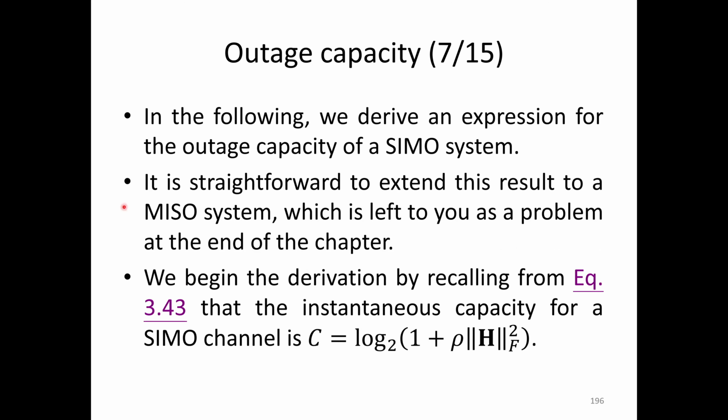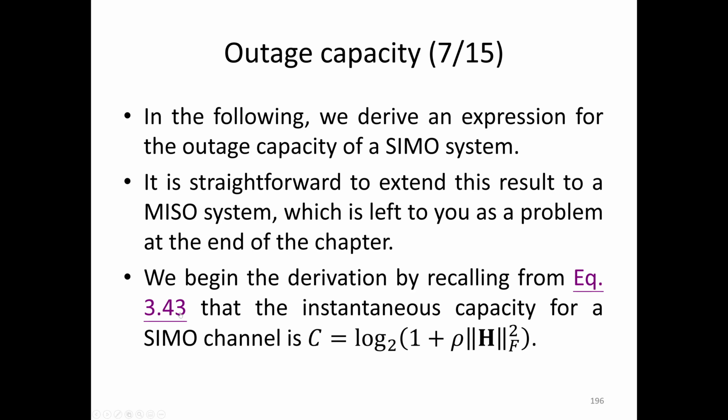Next page. In the following, we derive an expression for the outage capacity of a SIMO system. It is straightforward, that is, it is easy, to extend this result, that is the outage capacity of a SIMO system, to a MISO system, which is left to you as a problem at the end of the chapter. We begin the derivation by recalling from equation 3.43.